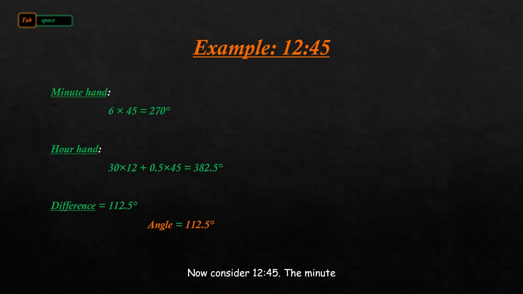Now consider 12:45. The minute hand is at 45 minutes, giving an angle of 270 degrees. The hour hand calculates to 382.5 degrees. The difference between the two is 112.5 degrees. Thus, the angle between the hands at 12:45 is 112.5 degrees.